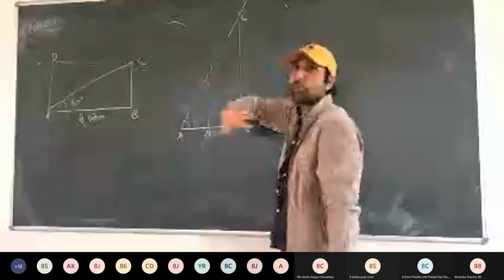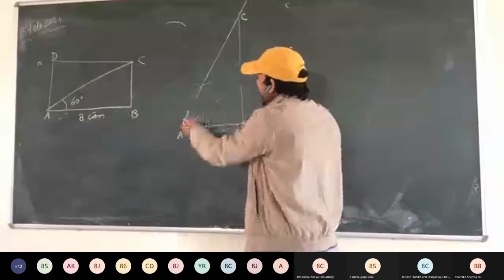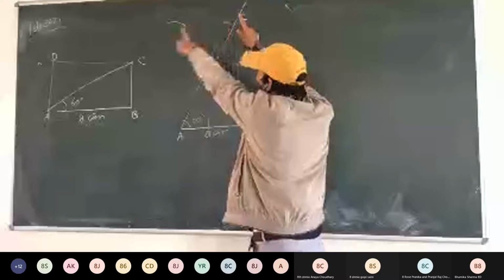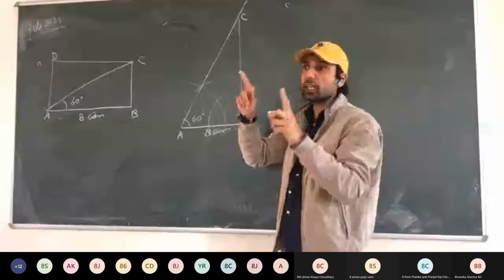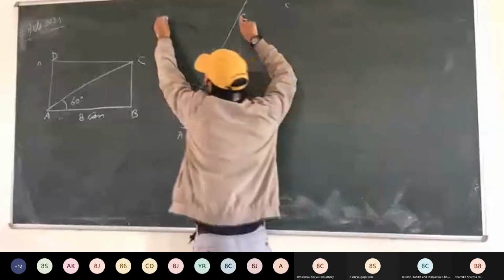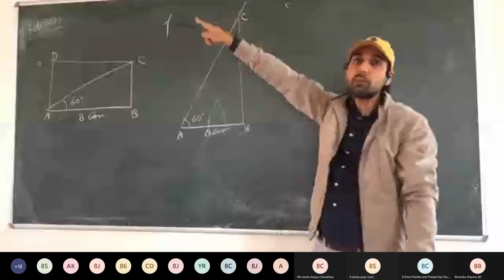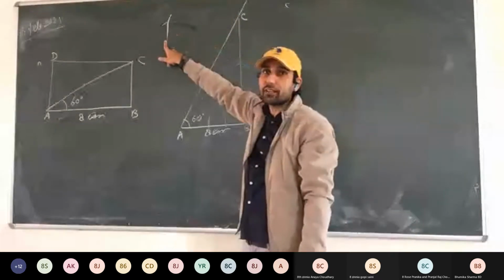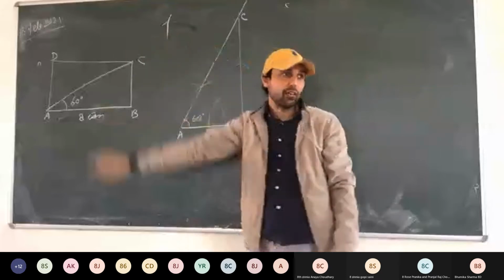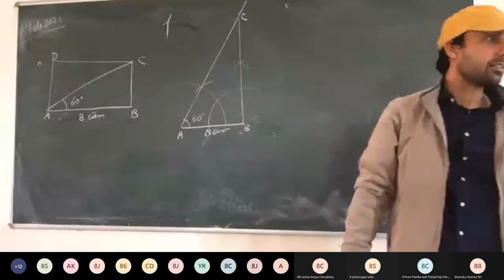So before that, first mark how far from C? 8 centimeters. So take a radius of 8 centimeters in your compass and from C, make an arc. So point D will be lying somewhere on this arc.